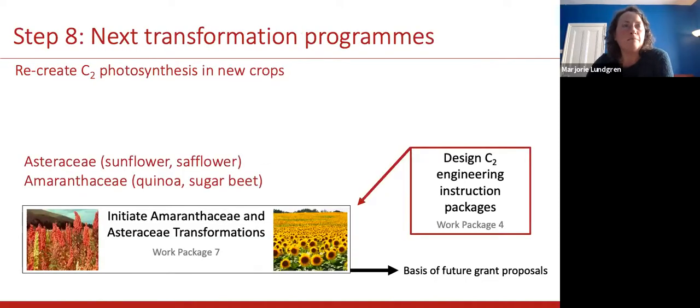And then, the last step is to start all over again. My plan is to take what we know from Brassicaceae, see if we can get that to work, and then start all over again in some Asteraceae and Amaranthaceae crops. And to do that, I'll look to these engineering packages I've already put together. And hopefully, I'm not starting at the ground floor, but I'll already have an idea of what I need to do and how I need to do it.